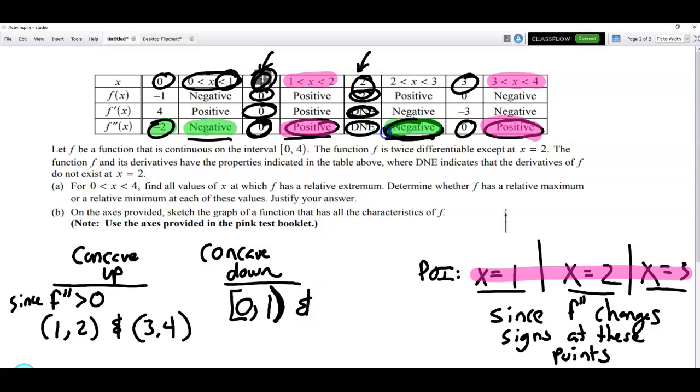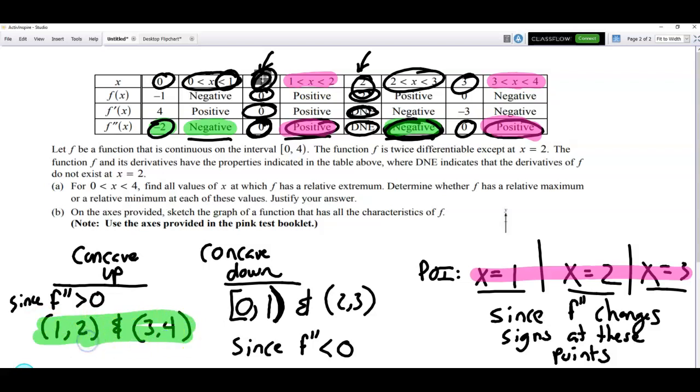The other interval here is from 2 to 3. And the reason for that is since f double prime is less than 0. Okay, so once again, I don't think I would ask both of these questions, but regardless of which one you answer, you get 1 point for the answer, and you get 1 point for your explanation. Okay, and that's it. So that's how all these work.